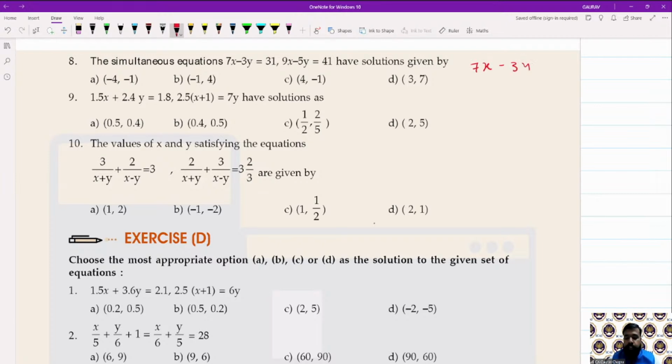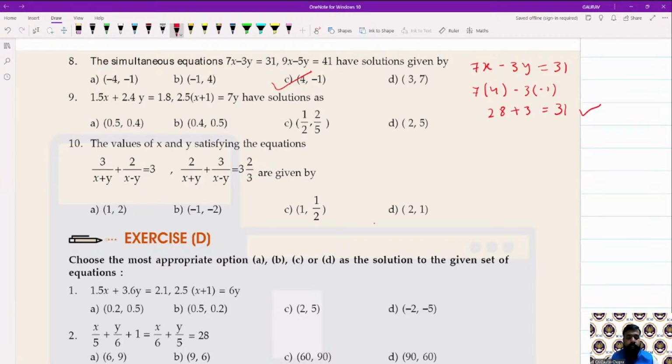7x minus 3y is equal to 31. So 7 into 4 minus 3 into minus 1. So what are we getting? 28 plus 3, that is 31. So option number C is satisfying the equation. So C is the perfect answer. Yes, everyone has given the answer. Great. Now it's decimals in question number 9. Question 9 says 1.5x plus 2.4y is equal to 1.8.